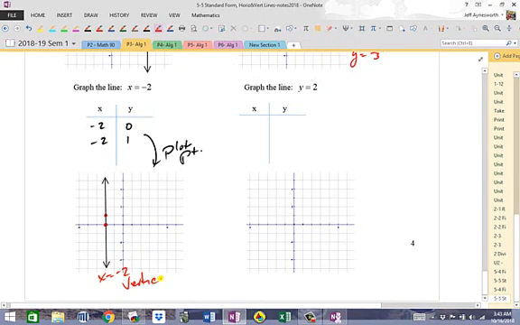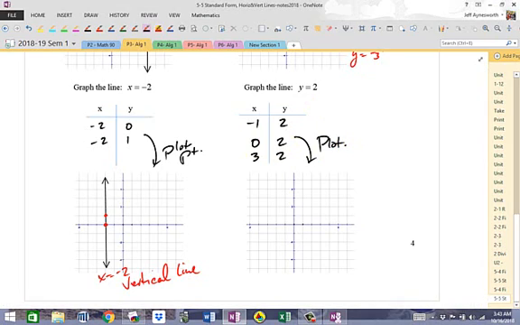All right, here on the next one, y is always 2. So pick any value you want for x, like negative 1. y is always 2. Pick an x value of 0. y is always 2. Pick an x value of 3, and then plot the points. And you do this, and it'll tell you where the line is. So negative 1, 2 is left 1, up 2. 0, 2 is the y-intercept. 3, 2 is right 3, up 2.